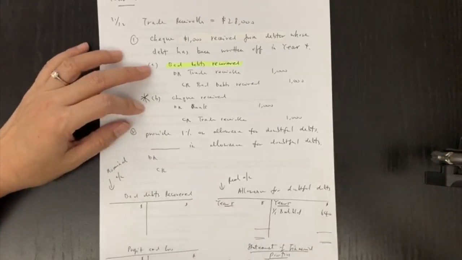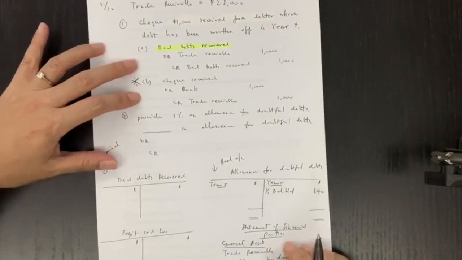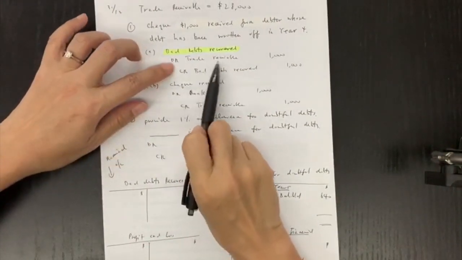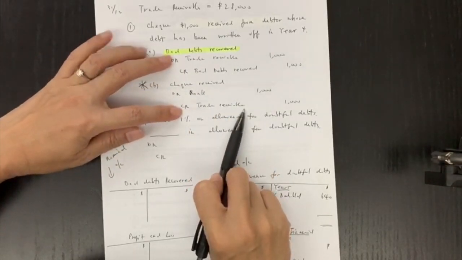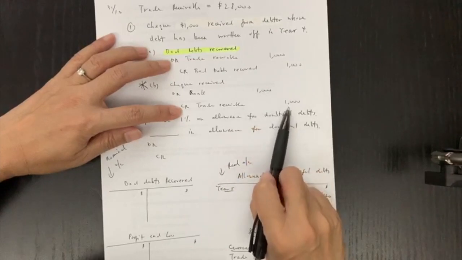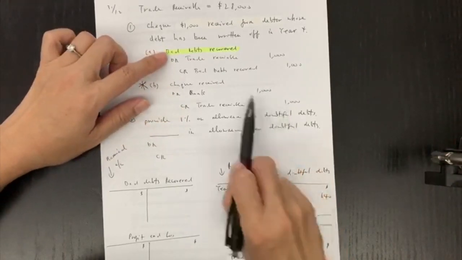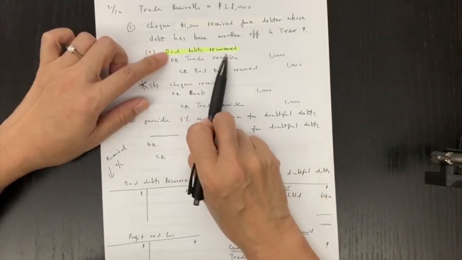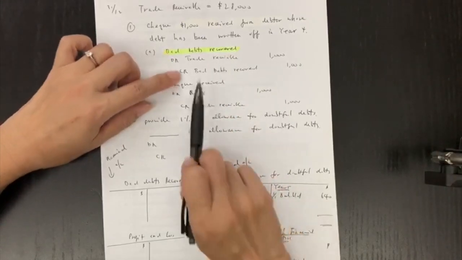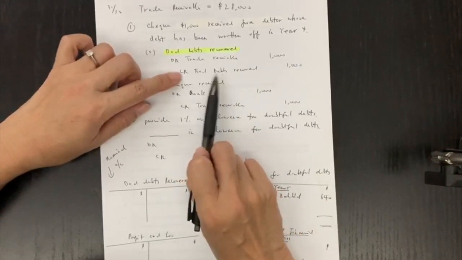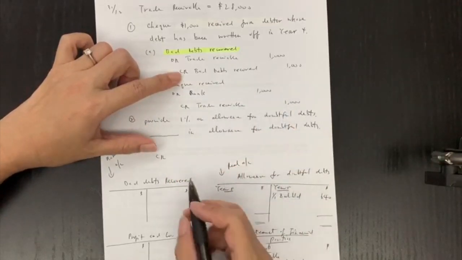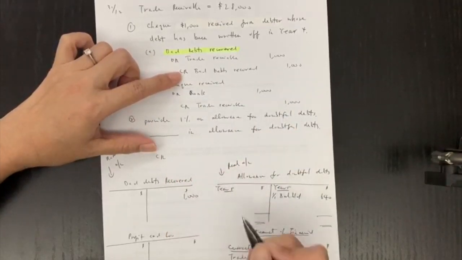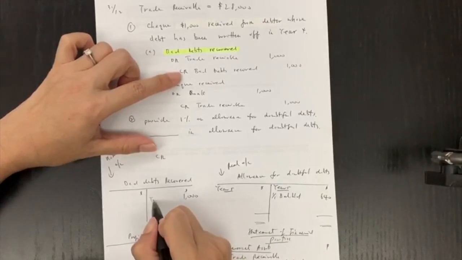Okay, now I do posting. So debit trade receivable and then credit trade receivable. What happened? Actually, this debit and this credit cancel each other. So we can say that bad debt recovered actually has no effect on trade receivable. All right, now here, credit bad debts recovered 1,000. So here I have my 1,000.